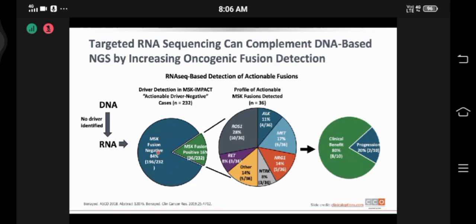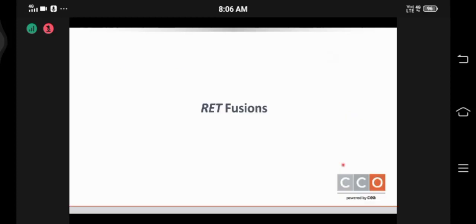MSK Impact is basically a comprehensive genomic test, like Foundation One. And what they found is that just by doing DNA, almost around 16% of the people had genes which were mutated at the level of RNA, not DNA. So if a test does not include DNA and RNA sequencing, many actionable mutations can be missed, and wrong treatment or inadequate treatment can be offered to the patient.